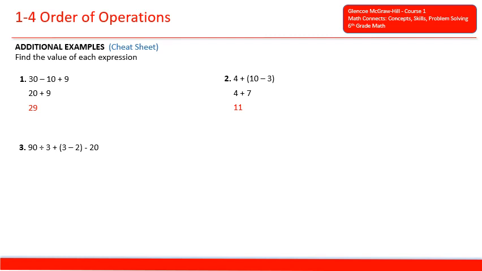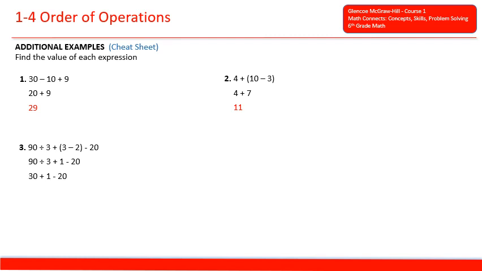Number 3, 90 divided by 3 plus parentheses 3 minus 2 parentheses minus 20. We have to solve PEMDAS. Parentheses comes first, so we have to solve what comes inside the parentheses. Take 2 away from 3, and we get 1. So now there's no exponents, but there is multiplication and division. And in this case, it's just division, so we're going to go ahead and do that.